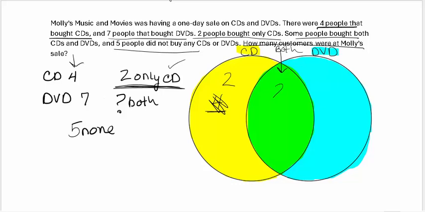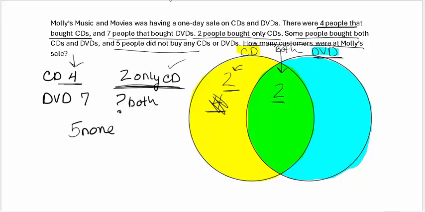So that means 2 people must have bought both. So now I have 4 people altogether. 2 plus 2 is 4. So I have the 4 people total that bought the CDs. And I have my 2 that bought only CDs.